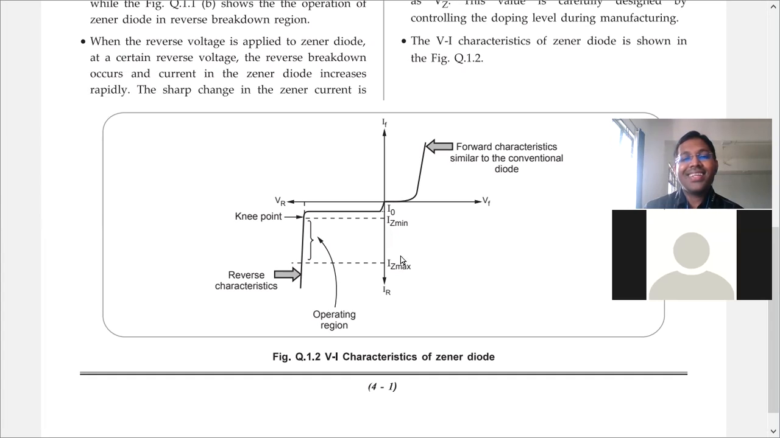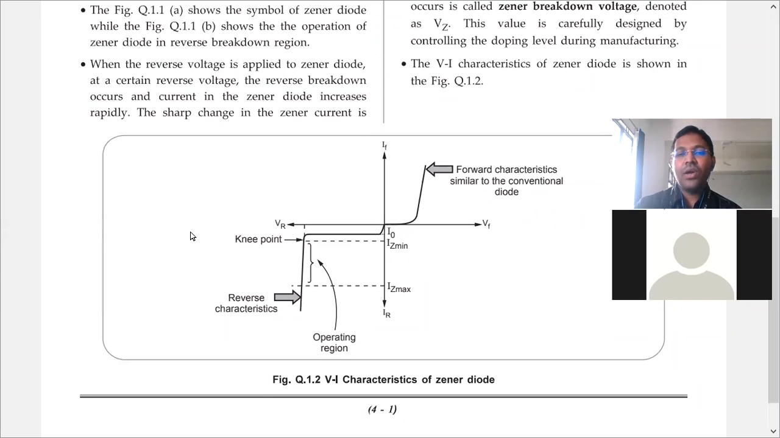So there is a limit to the minimum current, so that we are in the breakdown region, and a limit to the maximum current, so that the diode is safely operated. That is IZ max. So the Zener diode will act as a voltage regulator only as long as the current is between IZ min and IZ max.